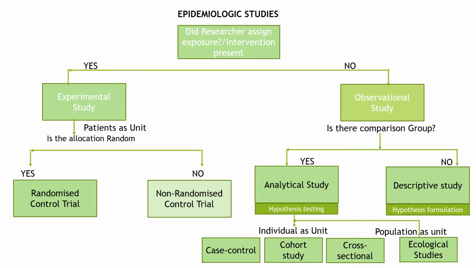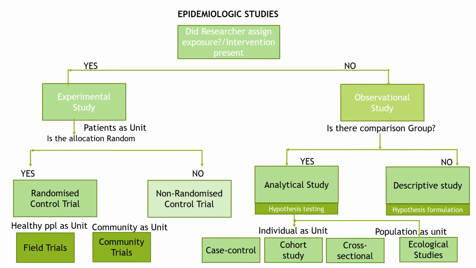In experimental studies, the patients are taken as the unit. When healthy people are taken as a unit, they are called field trials. And when community is taken as a unit, these are called community trials. So when patients are the unit, it is either randomized control trial or non-randomized control trial. Healthy people taken as a unit in experimental study, it is called a field trial. And when community is taken as a unit, then that experimental study becomes a community trial.